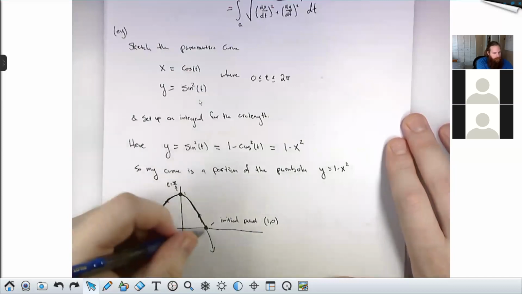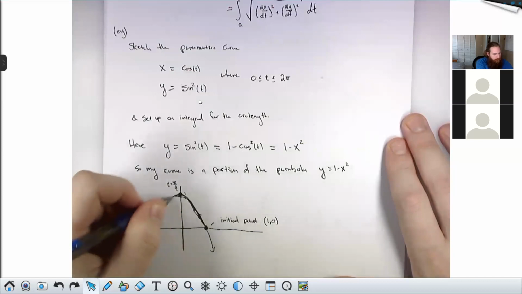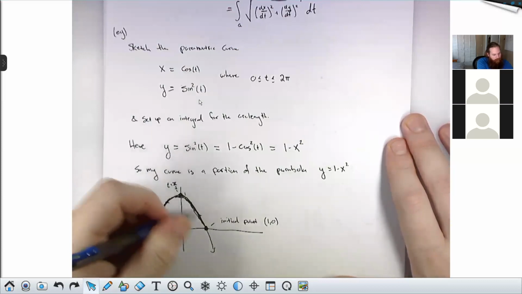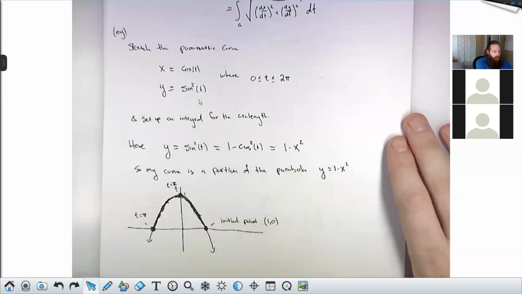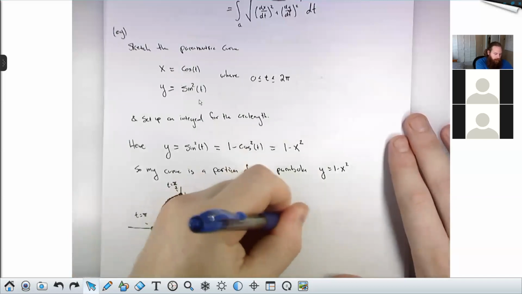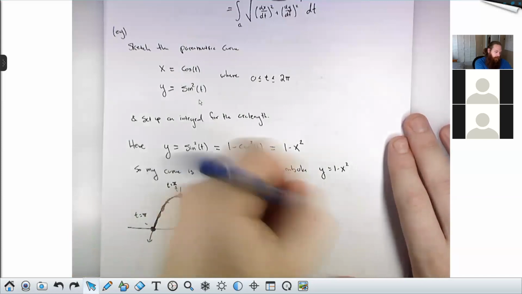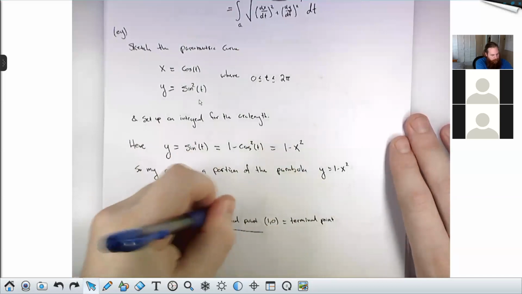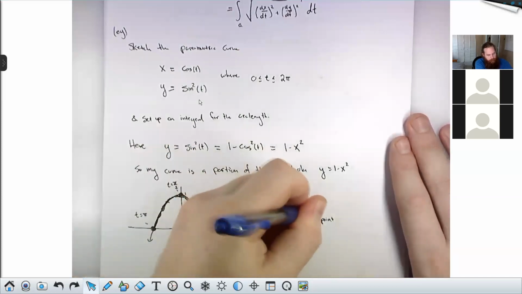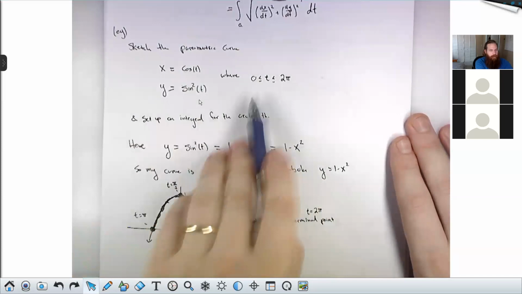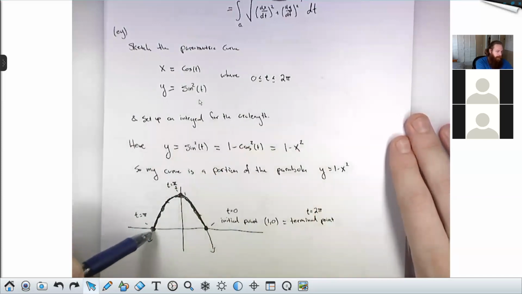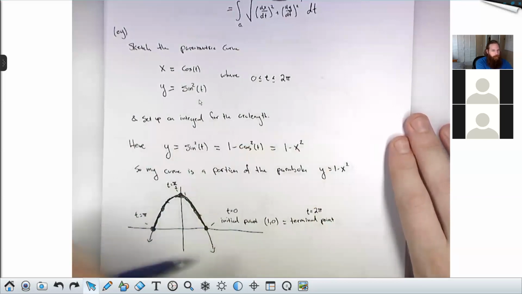So we walk from here over to here as t goes from 0 to pi, and then we turn around and we walk back again over to here. So my initial point is also my terminal point. This is associated with t equals 0 and with t equals 2 pi. So as t goes from 0 to 2 pi, I start here, I walk along this path over to here, I bounce off of this and walk back along over here.